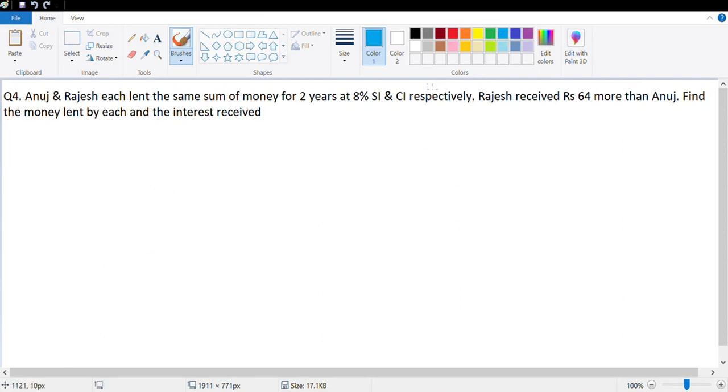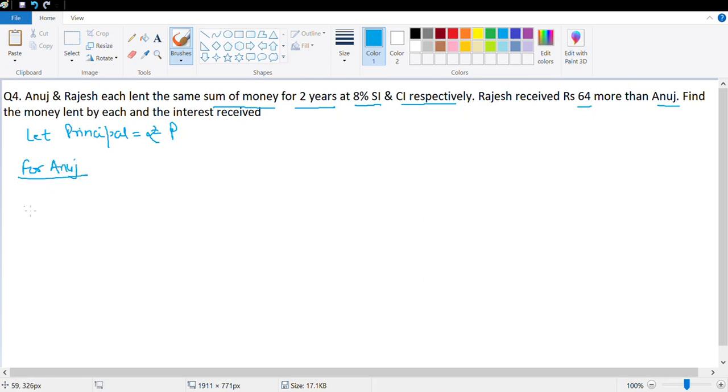Next question. The next question that we do is question number 4. It says Anuj and Rajesh each lent the same sum of money, how much not given, for 2 years at 8% simple interest and compound interest. Rajesh received 64 more than Anuj. Find the money lent by each person. So let principal be rupees P. So let's calculate the simple interest for Anuj, and then we'll calculate compound interest for Rajesh.